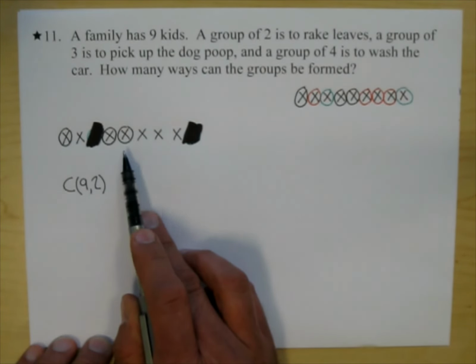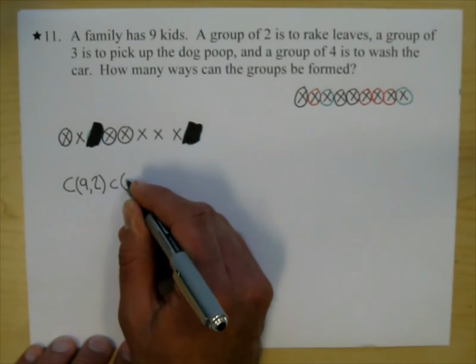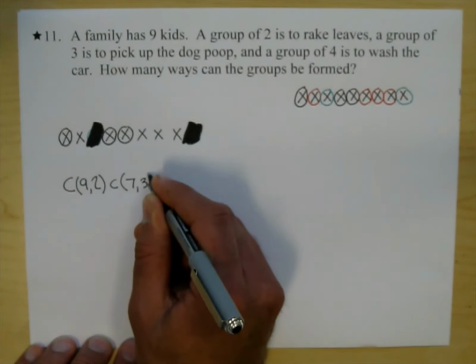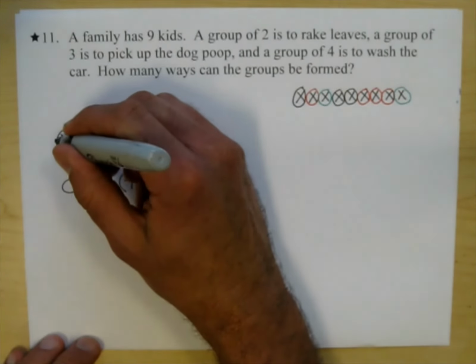How many ways can you select 3 from 7 to pick up dog poop? Well, it would be 7 choose 3. And so they're out as well.